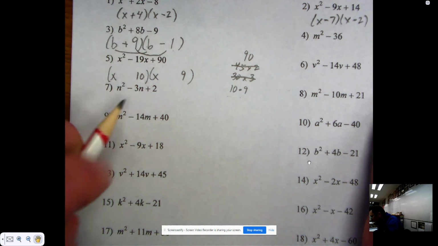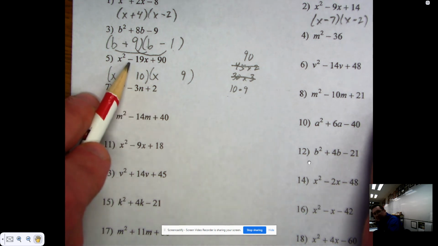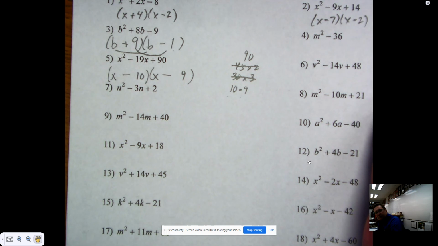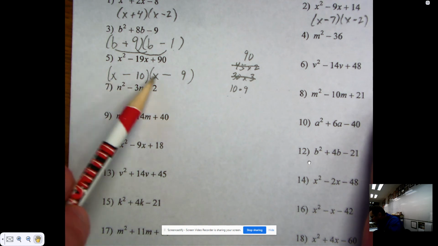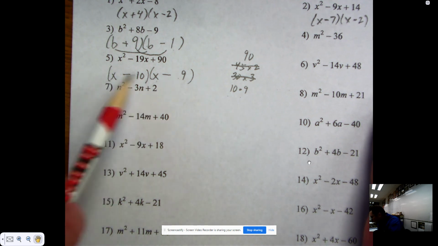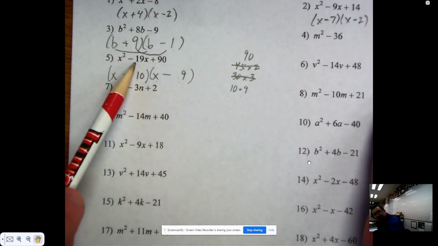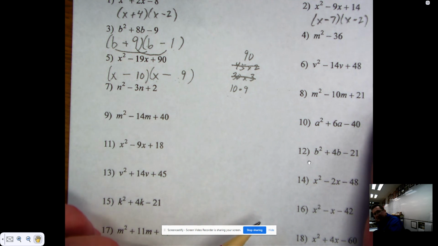And since this is plus, that means that both of these signs have to be the same. And since this one here is minus, that means both of them have to be minus. And so we'll be here. You could always check your work by multiplying this out like we talked about on the last video. You would say, all right, x times x is x squared. The outers would be minus 9x. The inners would be minus 10x for a grand total of minus 19x. And then negative 10 times negative 9 is positive 90.